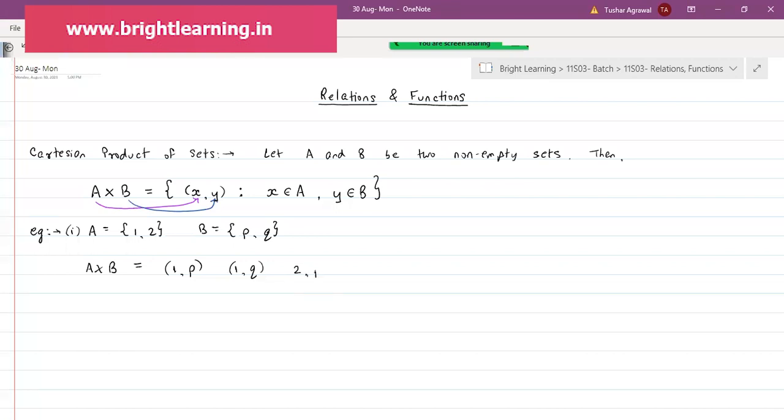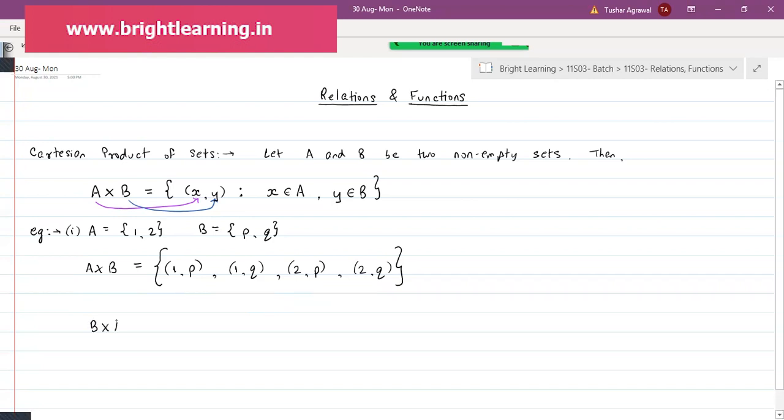I can also pair 2 comma p. I can also get 2 comma q. These are the four elements. You combine all the four elements and put them in one bag. That bag is the total collection, meaning the set A cross B. Is the Cartesian product clear?